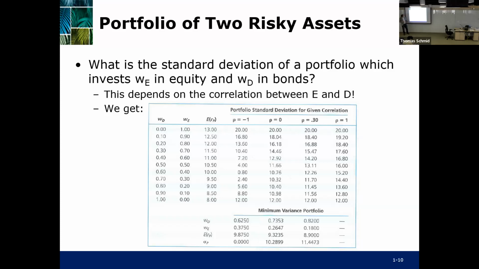Now you can also see that for the -1 case, it seems quite likely that there is a point where the risk is 0. We don't exactly see the point because these are discrete steps, but risk is going down, down, down, and here it's going up again. So the portfolio that is risk-free in the -1 case should be roughly 60% debt, 40% equity. Right? Okay?